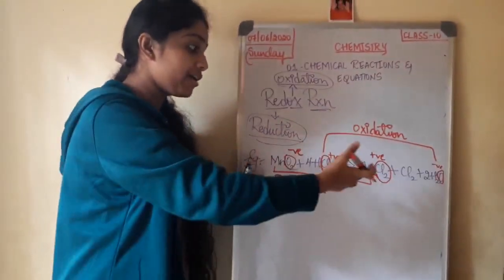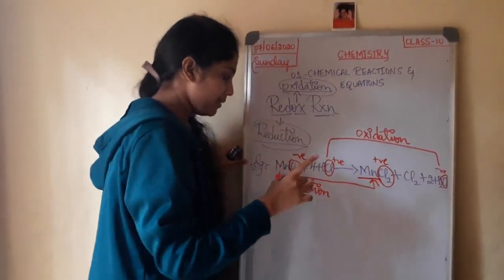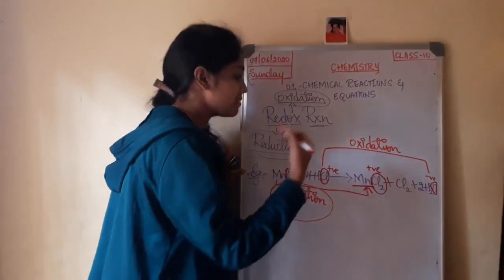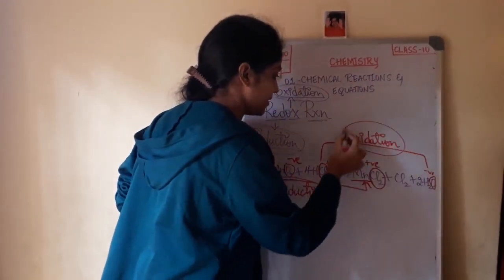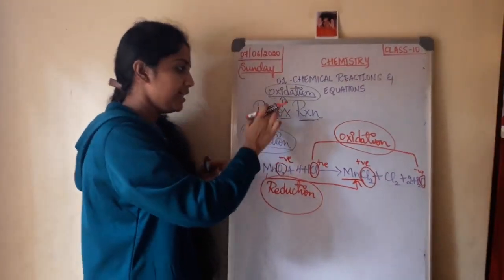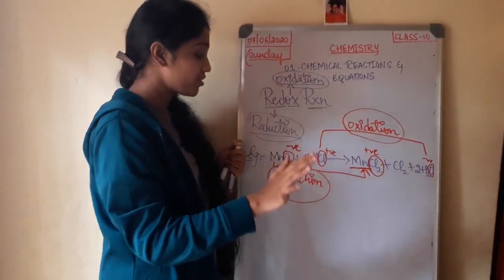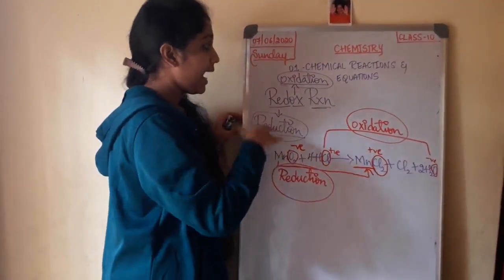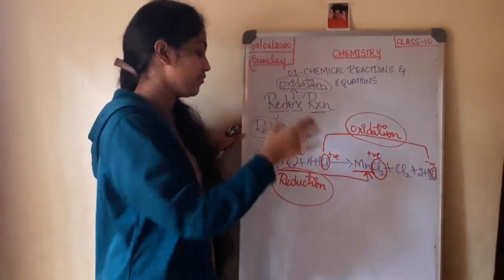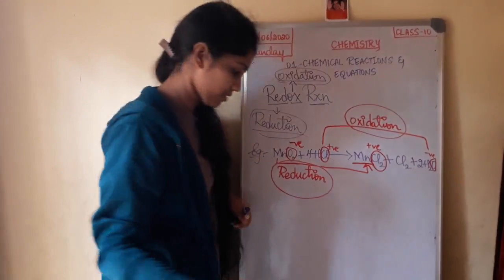In the same reaction, in the single reaction itself, one reactant is getting reduced, whereas the other one is getting oxidized, and this is what we call the redox reaction. Redox reaction defines a reaction in which reduction as well as oxidation occurs in a single reaction. Okay.